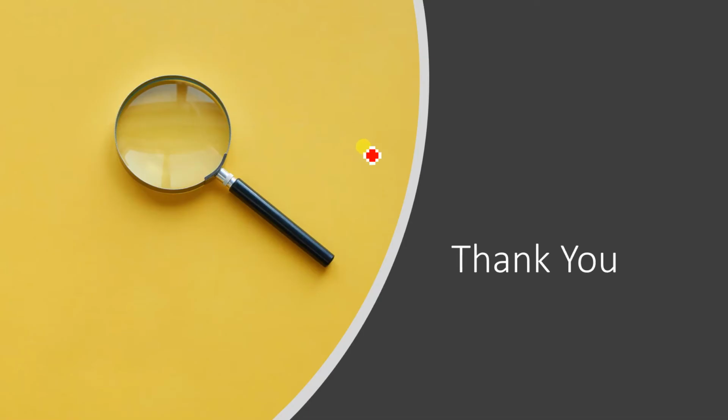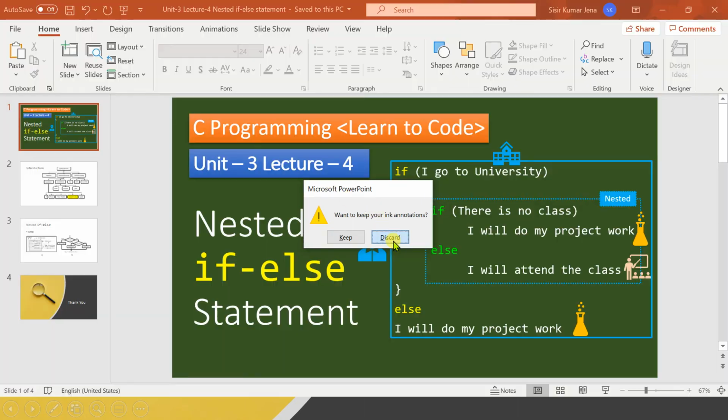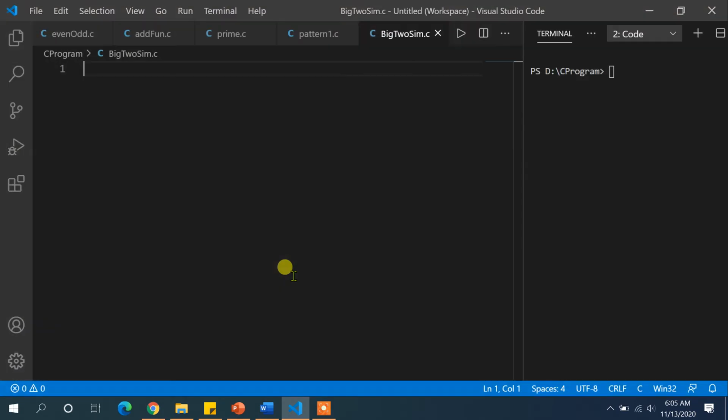So let us open the VS Code and start doing programming. So now I'm opening the VS Code. The first program that I'm going to do today is finding out the bigger number among two numbers.